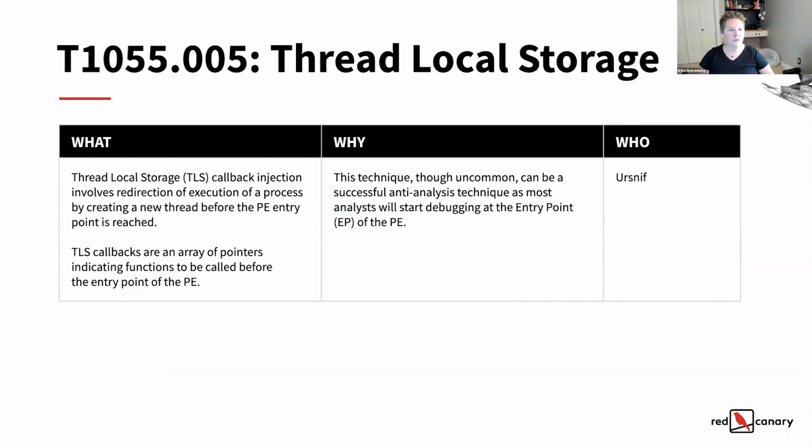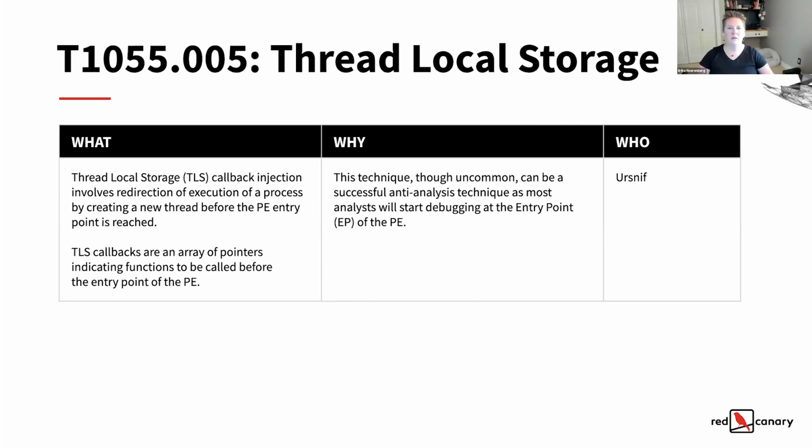So thread local storage callback injection basically involves the redirection of execution from a standard process PE entry point, the portable executable entry point, and it redirects before the execution gets to that PE entry point. It's actually going to redirect to a thread that the malware author has copied their malicious code into. So basically just redirecting execution before the standard execution of the executable.